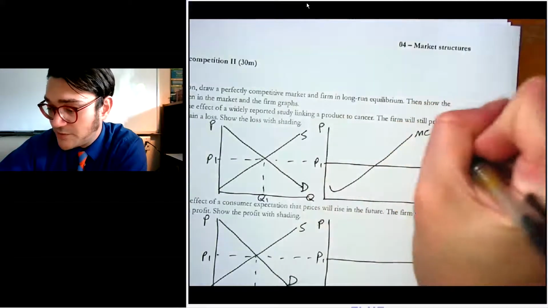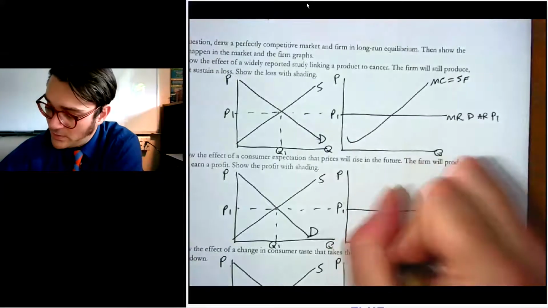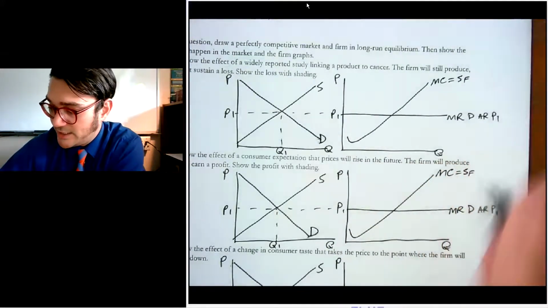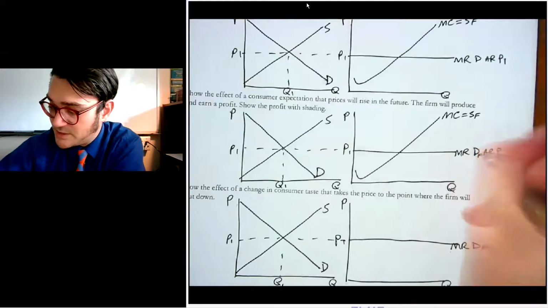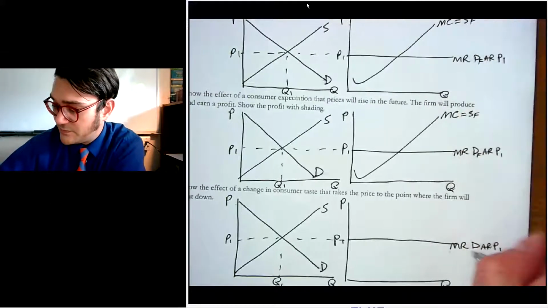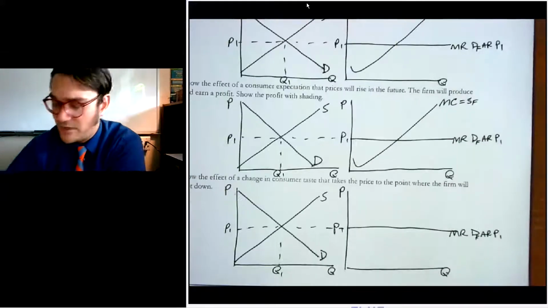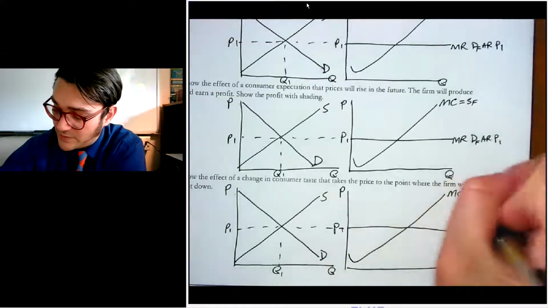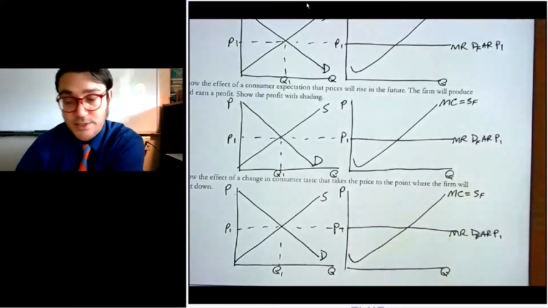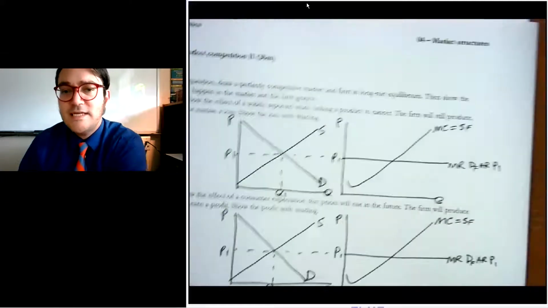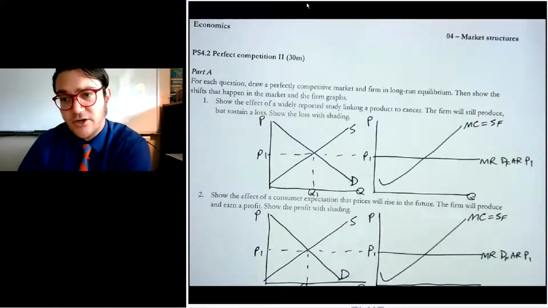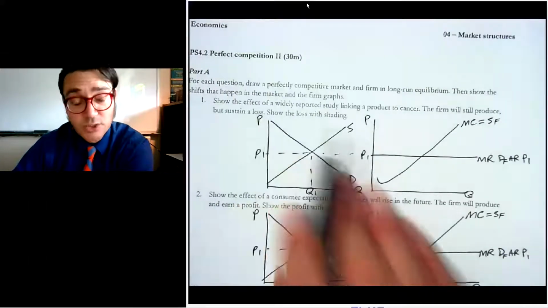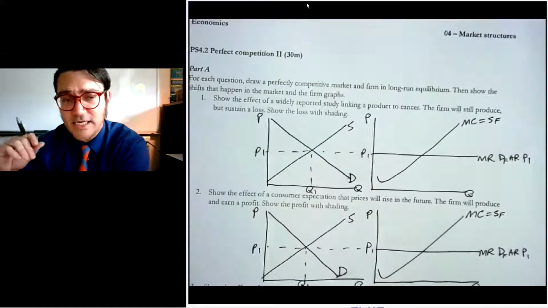Marginal cost, which is the firm's supply curve, and marginal cost, the firm's supply curve. And these are the firm's demand curves too. So if you want, you can put a little F there to remind yourself that that's the firm's demand curve, or the demand for the firm's products. Okay, so then we're going to need ATC and AVC on each of these, because some of these questions say the firm will produce but sustain a loss. So we're going to need to have an ATC and an AVC.